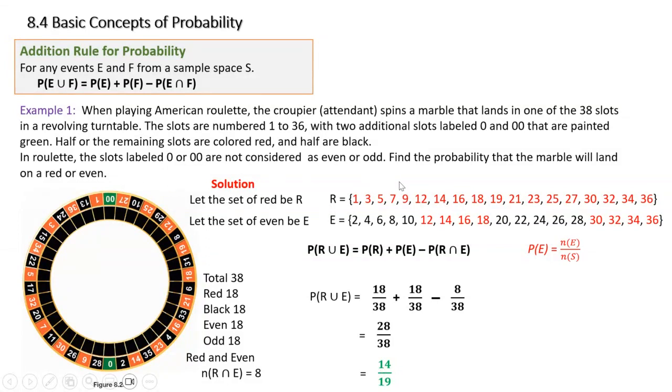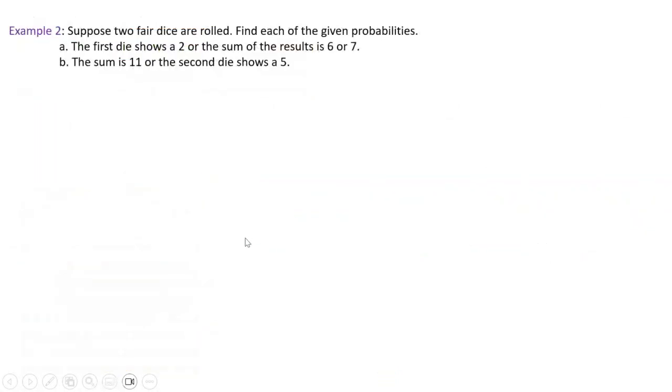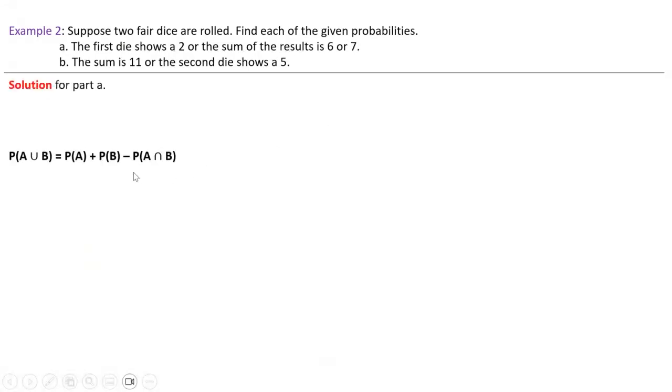So it's always wise to list all the info and then see what they're asking for. Okay. Now let's do one more and then we'll be done. Example 2. Suppose 2 fair dice are rolled. Find each of the given probabilities. The first die shows a 2, or the sum of the result is 6 or 7. Okay, so let's use the same formula.